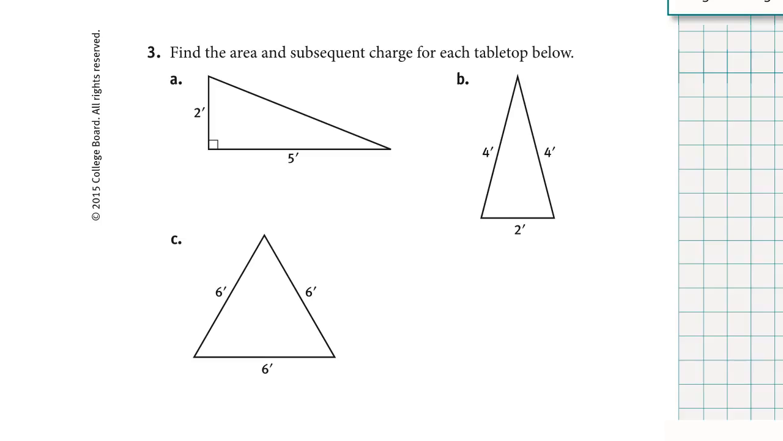So let's jump down to question 3 and try a couple examples where we're finding the area of a triangle using the formula. So area of a triangle is equal to 1/2 times base times height. This is 1/2 times 5 times 2. This answer is 5 square feet.